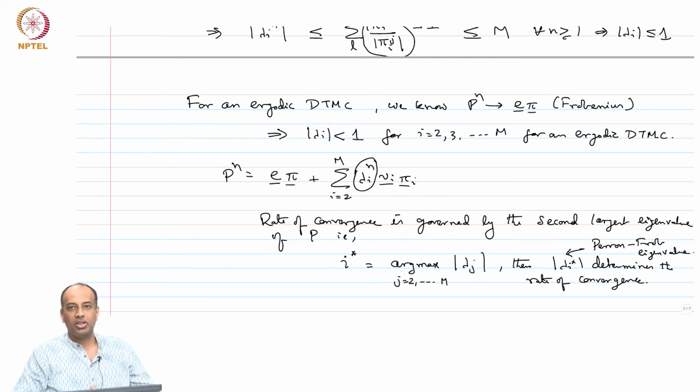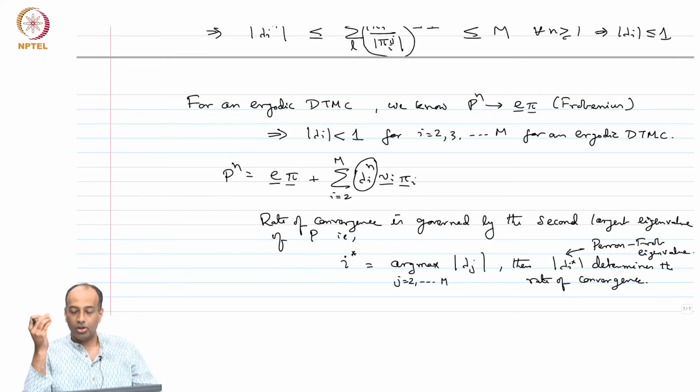So, what is the Perron Frobenius eigenvalue of P? There is an eigenvalue which is equal to 1, you forget that, and look at all other eigenvalues, the other m minus 1 eigenvalues, and you take the one with the largest absolute magnitude. Of course, lambda I star itself may be complex, but you are looking at the eigenvalue with the second largest absolute value, and that is known as the Perron Frobenius eigenvalue. And this determines how fast the matrix P power n converges to E pi.